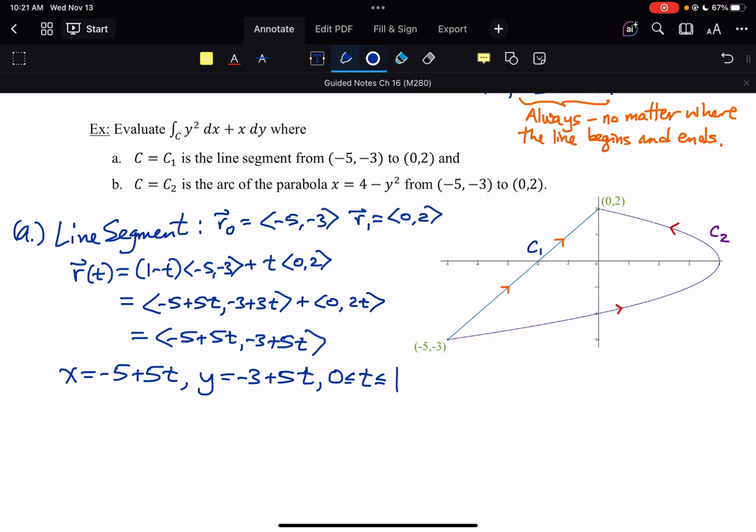Again, because of that parameterization, it always will go between 0 and 1. And that's nice because then it doesn't matter where the line started and stopped. Every parameterization has the same bounds. We also will need dx and dy. The derivative of this is 5, so that's 5 dt. dy is also 5 dt.